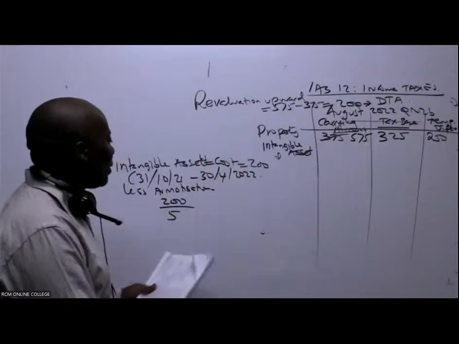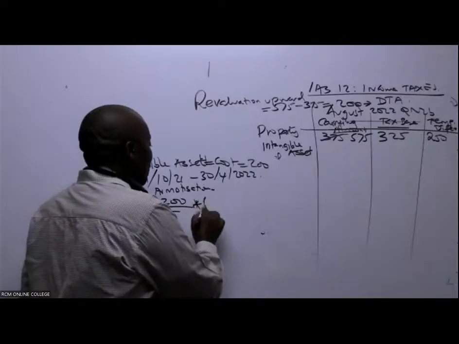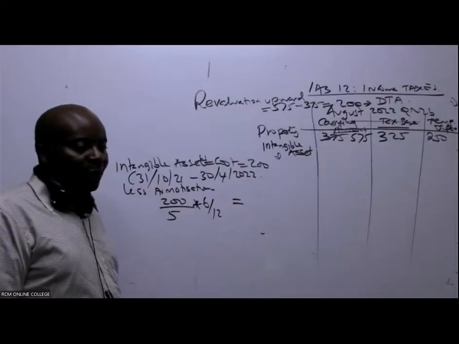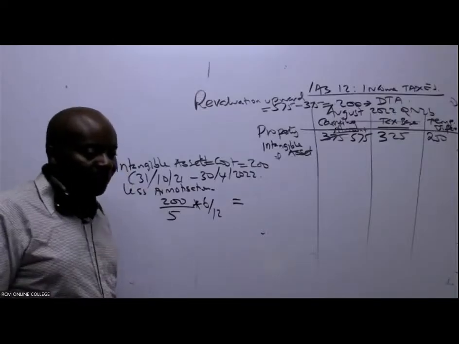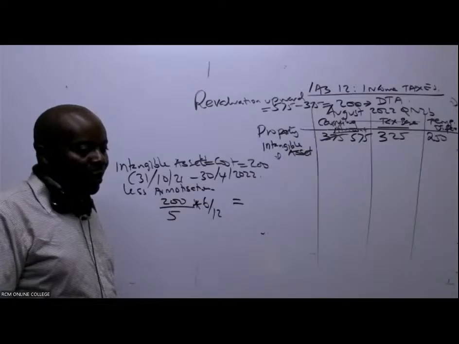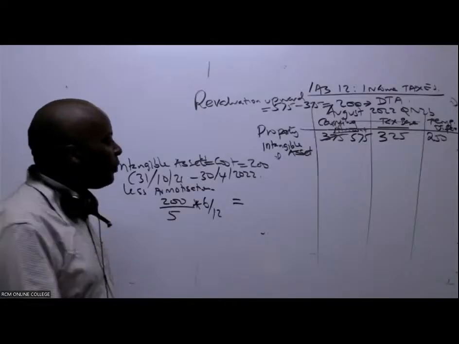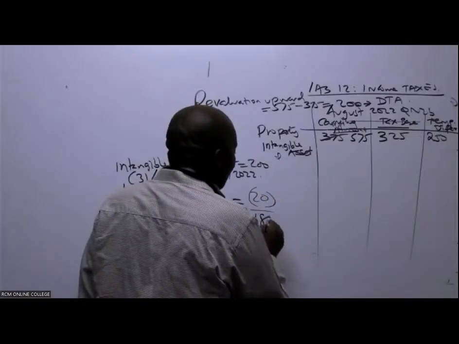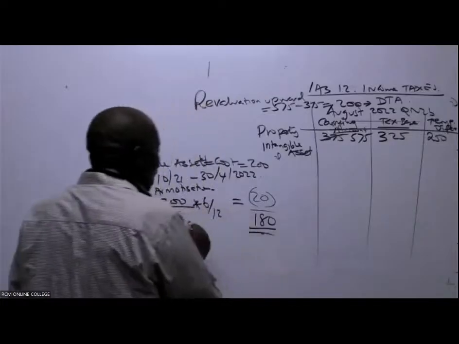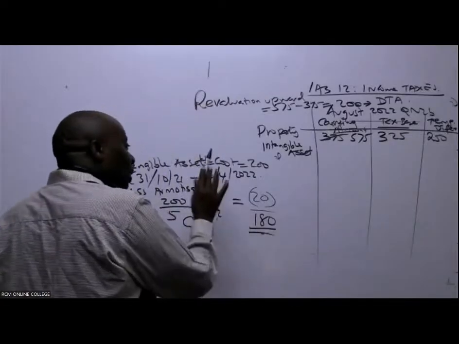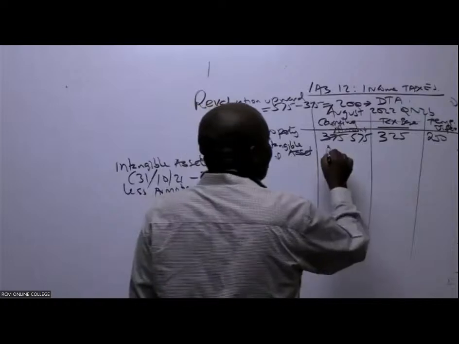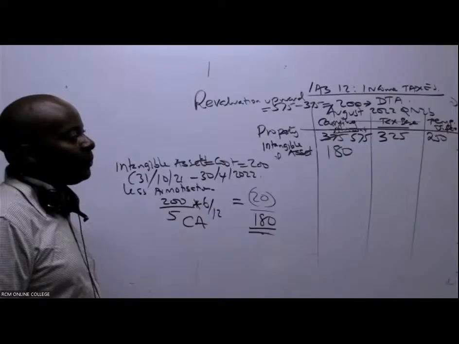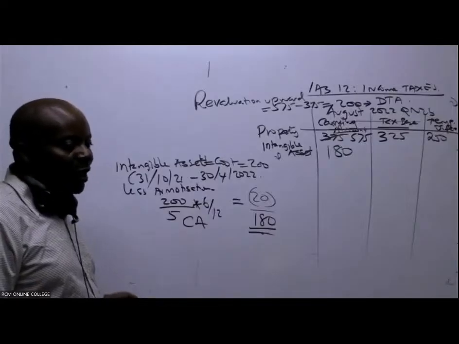So the amortization for the 6 months will be times 6/12, which will end up giving us how much? So this gives us 20. So 200 minus 20 gives me 180. So this is what we call our carrying amount of this particular asset. So here we have intangible asset of 180.